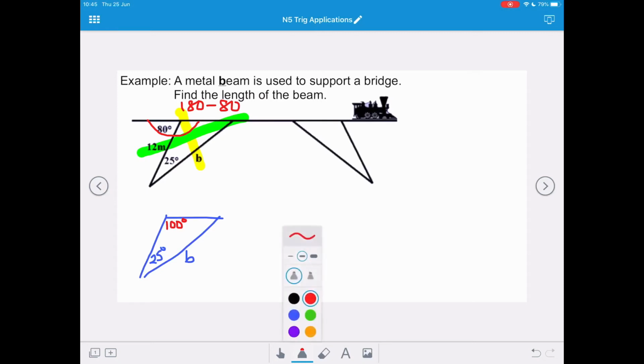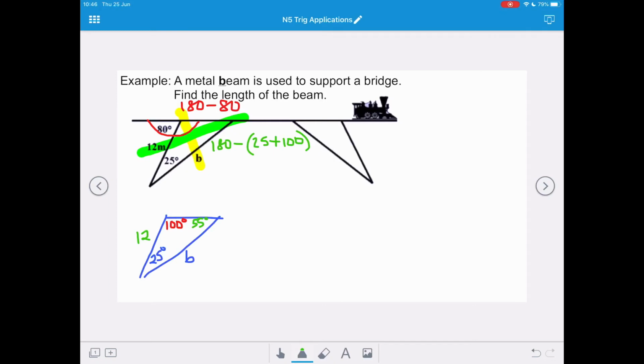Now you can see in the diagram above that the other pair of side and angle that we've decided to use is marked in green. That means that we've got our 12 meters, but we need the angle opposite 12 meters. And we can use our properties of a triangle. So 180 take away the sum of 25 plus 100 is going to give us the angle opposite 12 meters as 55 degrees, and we're going to put that into our sketch.